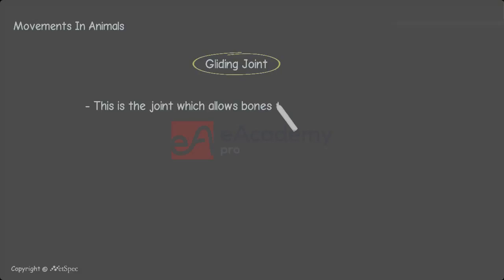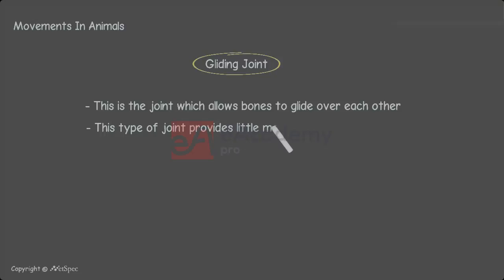Next is gliding joint. This is a joint which allows bones to glide over each other. This type of joint provides little movement in all directions.